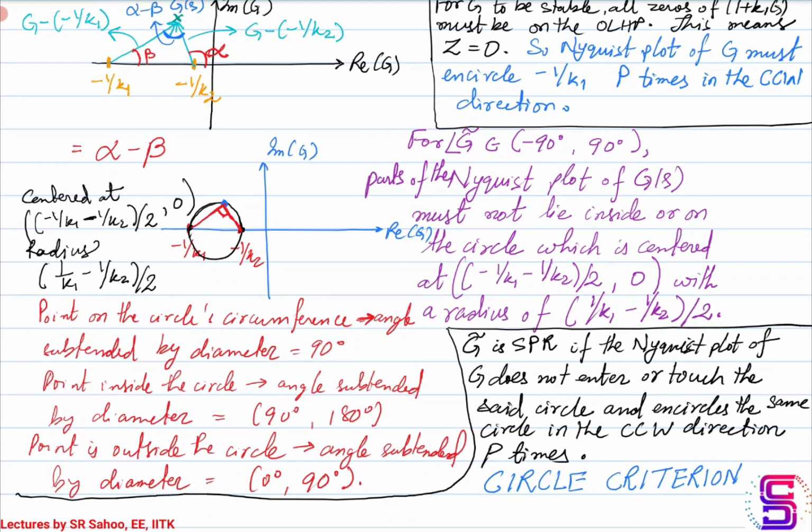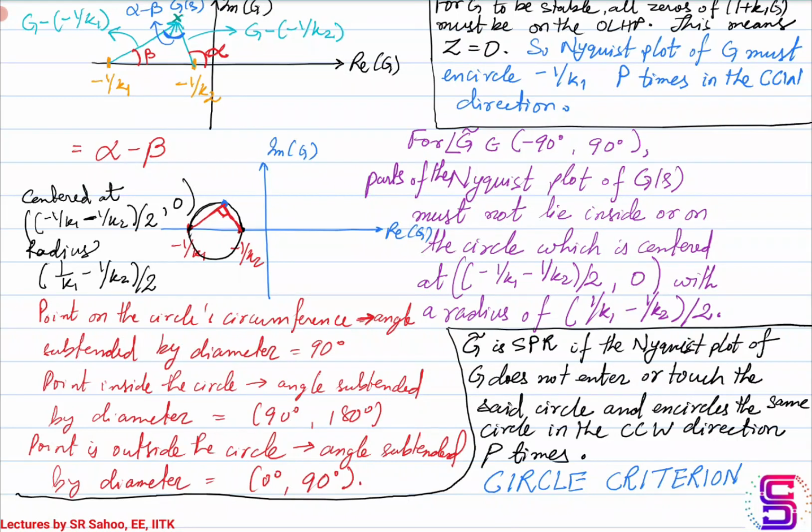If the circle does not intersect the Nyquist plot, then check for the encirclements. If the encirclement criteria is met and the circle is not intersected, then what you essentially have is G tilde will be SPR. So you are concluding whether G tilde is going to be SPR based on the Nyquist plot of G and a circle which has the diameter with endpoints minus 1 by K1 and minus 1 by K2. This is what is the circle criterion. Please note that in this entire discussion, we have considered G to be a single input, single output system with sectors defined by K1 and K2 slopes, where K1 and K2 are positive slopes.